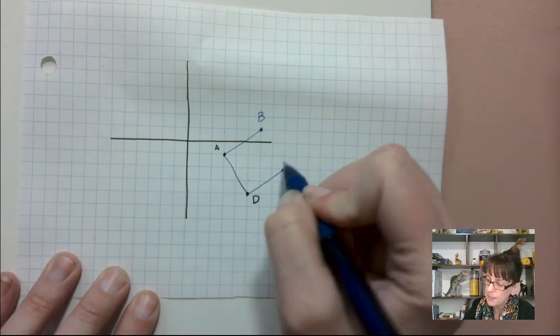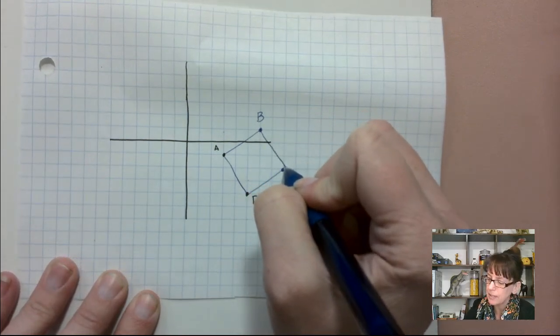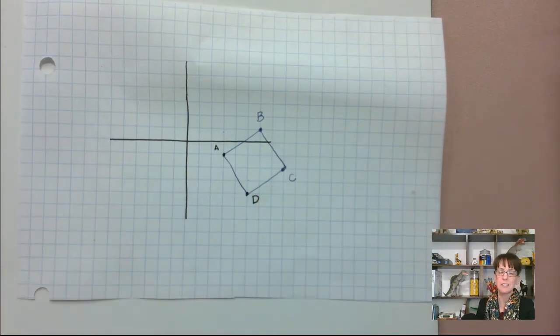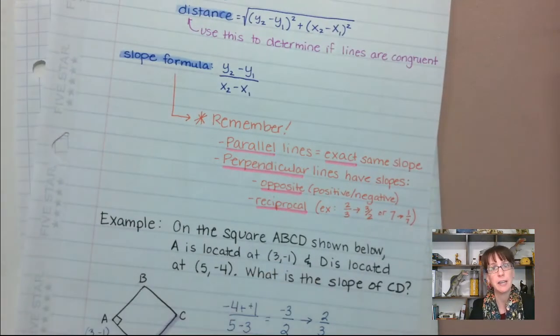So opposite reciprocal is how you would find perpendicular lines, and perpendicular lines are a part of rectangles and squares. So be on the lookout for that.